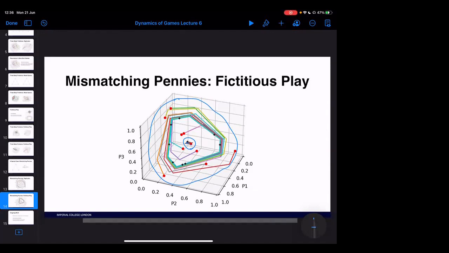So in exactly the same way that the Shapley family suggests that we're not always going to get convergence for bimatrix games, the mismatching pennies example seems to show that we're not going to get convergence for fictitious play in all of these three-body games.